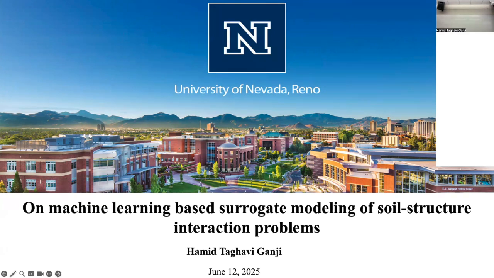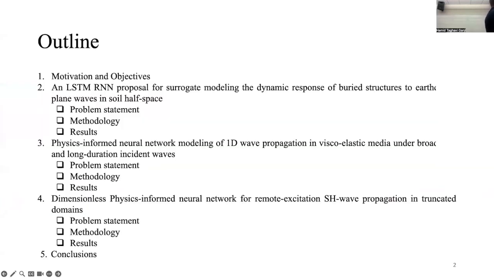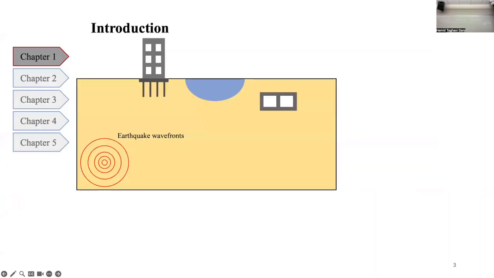The title of my presentation is on machine learning-based surrogate modeling of soil structure interaction problems. In this presentation, we have 5 chapters. We start with the introduction and the motivations. Then in 3 chapters, I present the works I have done during my Ph.D. And in the final chapter, I will present the conclusions.